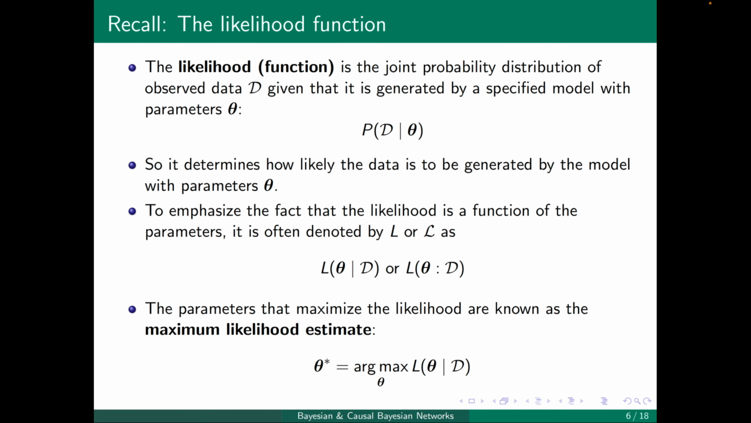Now, what can we do with it? Well, naturally, we would like to maximize the likelihood and find which parameter maximizes it. The parameter that maximizes the likelihood is known as the maximum likelihood estimate. Theta star, our estimate, is the argmax of the likelihood.